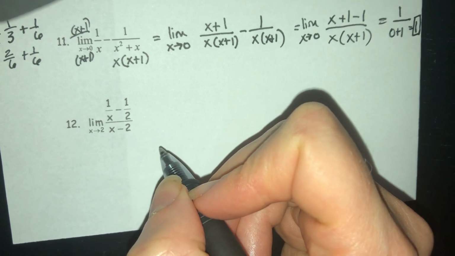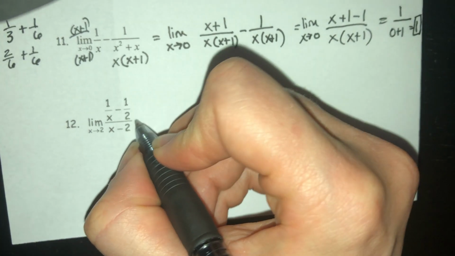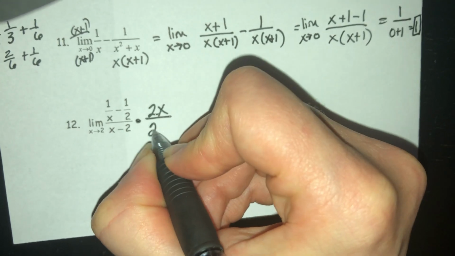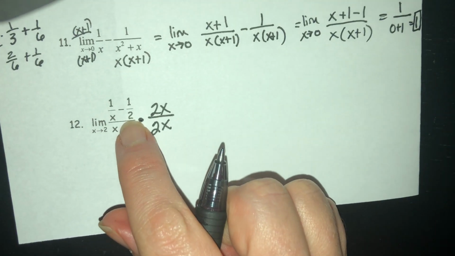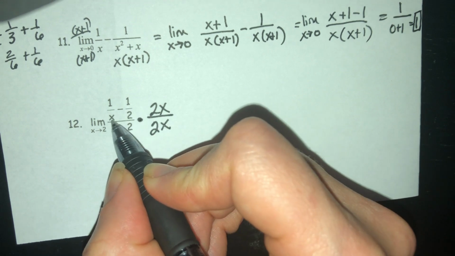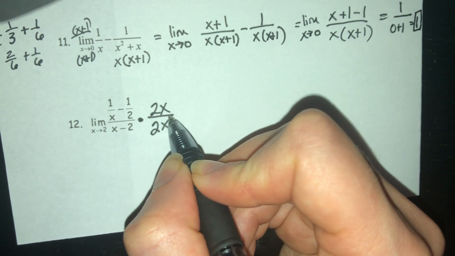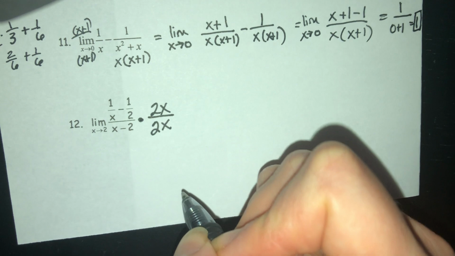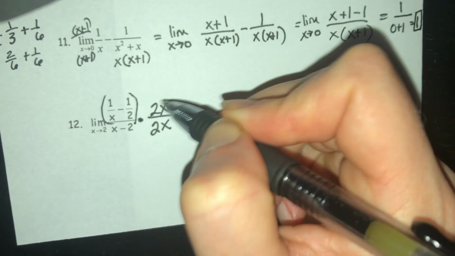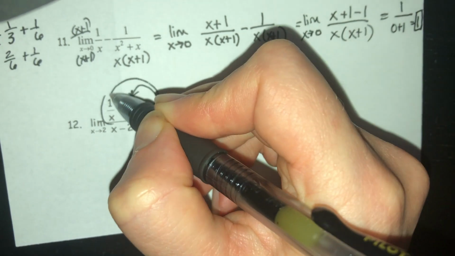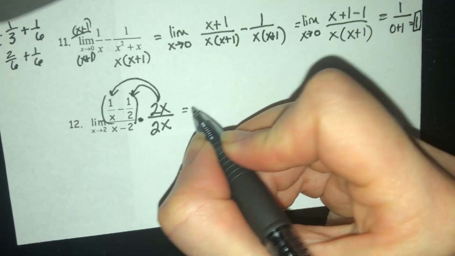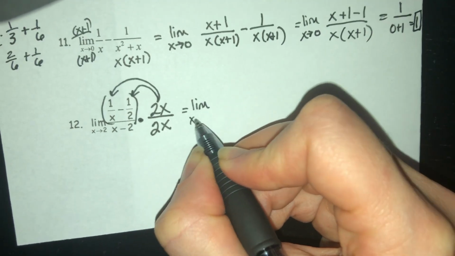So within the numerator, my two denominators are x and 2x. I'm going to multiply those together. So that would give me 2x. And I'm going to multiply this by a clever form of 1, that being the product of those two denominators within the numerator over itself. So I got my 2x from these two multiplied together. And I'm multiplying by a clever form of 1, 2x over itself. Now, I'm going to distribute this times both of the fractions in the numerator. So this is going to be the limit as x approaches 2.